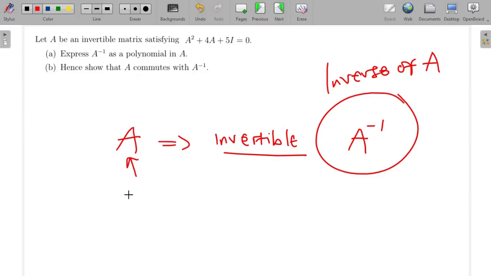Okay, so now a special property is that when I multiply the matrix A with its inverse, or if I multiply the A inverse with A, I always get the identity matrix. Okay, I always get the identity matrix. So if you multiply a matrix by its inverse, you get the identity.